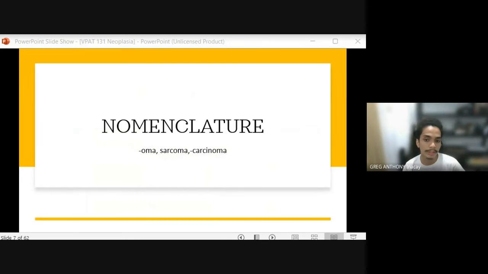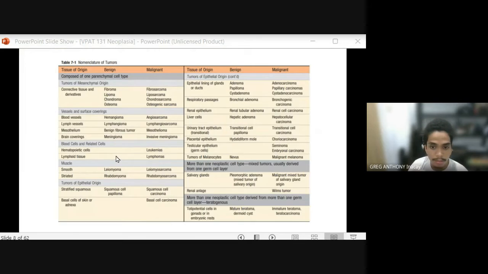So let's move on to the nomenclature. We use three suffixes, which are the oma, sarcoma, and carcinoma. So neoplasms are named depending on the type of neoplasm. So in benign neoplasms, the suffix oma is added to the cell type from which the tumor arises. So benign neoplasms include fibroma and chondroma, which are a benign tumor of fibrous tissue and cartilage, respectively.